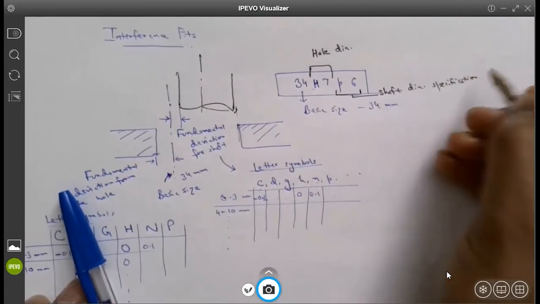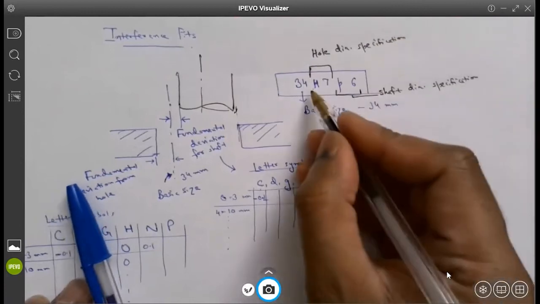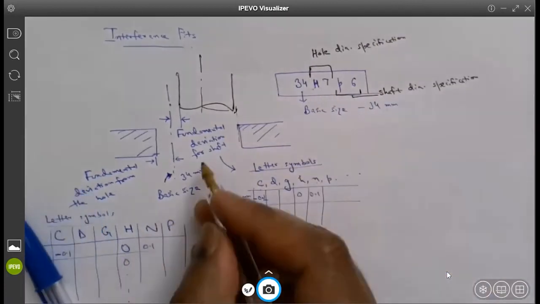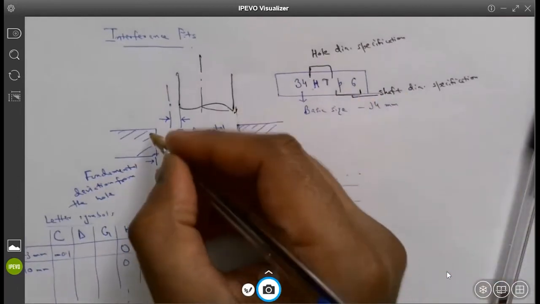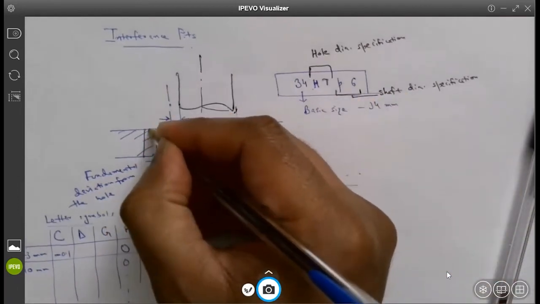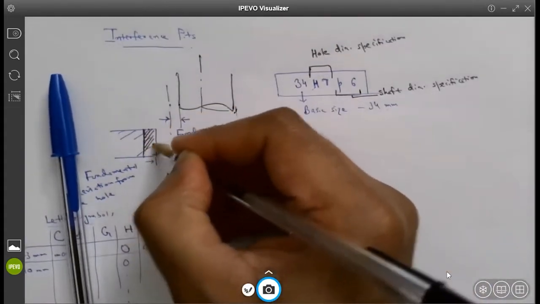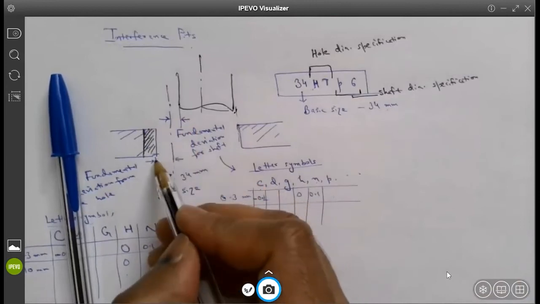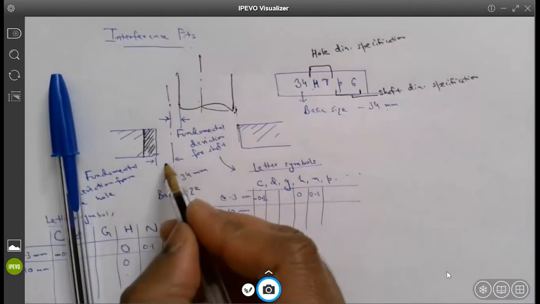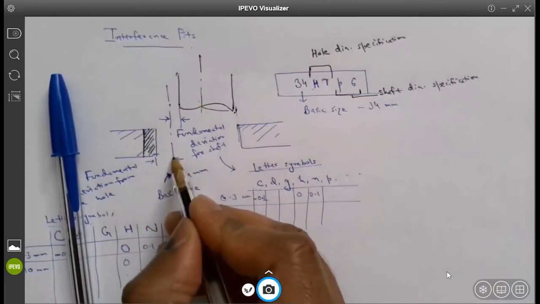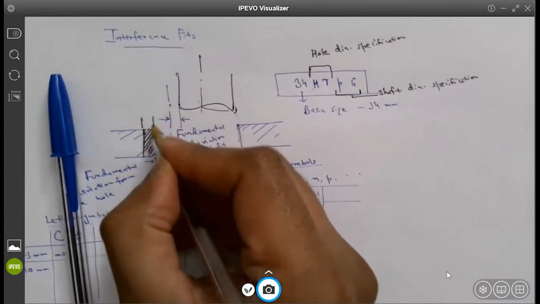Hole diameter specification: 34H7. H is the fundamental deviation, and the other number that you are seeing here represents the tolerance grade. Tolerance grade means you have a minimum diameter and a maximum diameter, depending on whether you're looking at a shaft or a hole. Fundamental deviation is how much offset you are from the basic size, and on top of that, how much tolerance you are providing.